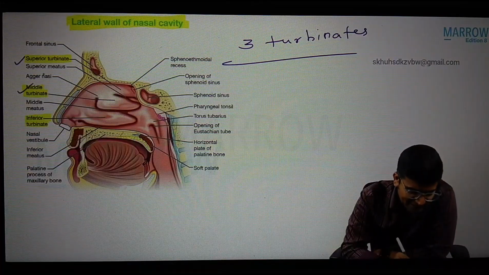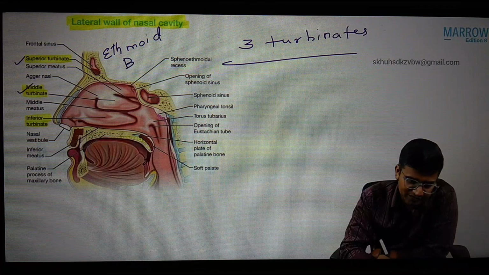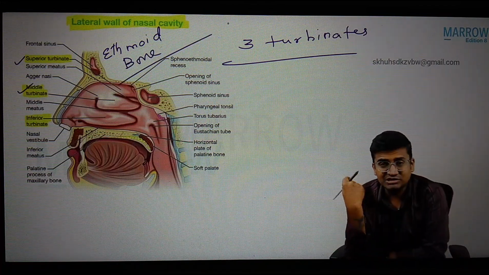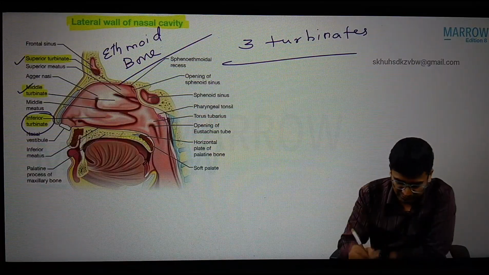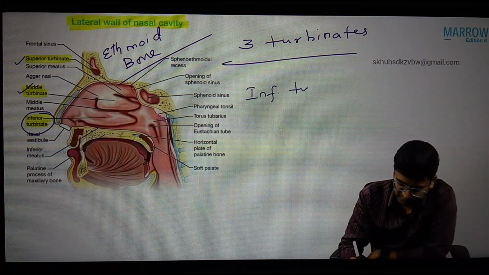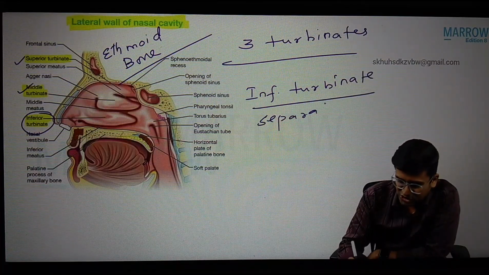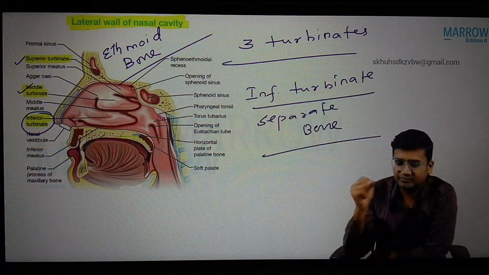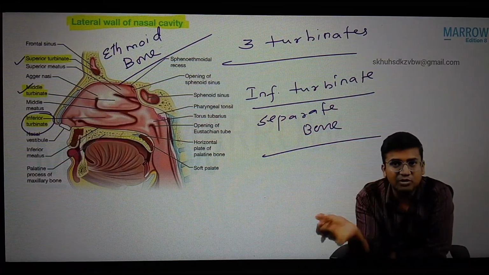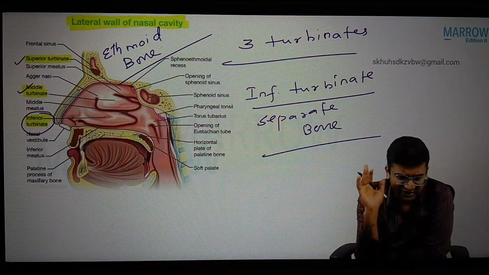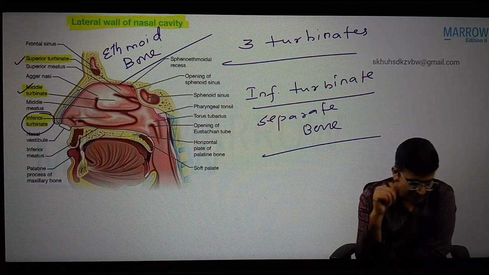Now, the superior turbinate and the middle turbinate are parts of the ethmoid bone. Whereas the inferior turbinate is not a part of the ethmoid bone; it is a separate bone. Please write that down. It is like the frontal bone, vomer bone, and sphenoid bone, a separate bone, not a part of the ethmoid. Very often we get this question.